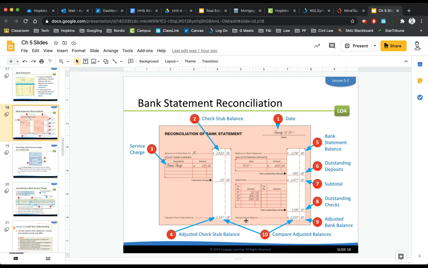Add those up, and our ending here should be step 10: compare the balances and make sure that they are equal. So again, as you're working through that Cengage MindTap stuff, just make sure you're having these slides open so that you can just follow step by step. Start with the date, check stub balance, service charge, go all the way around, all the way through step 10.